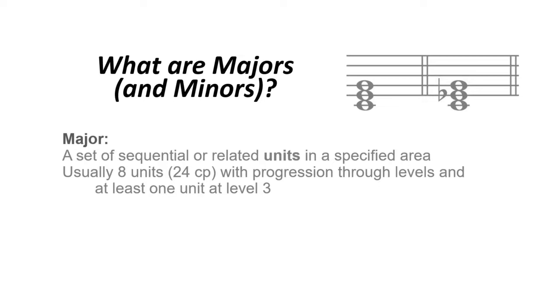Okay. You will progress through levels. So you start with level 1 units, otherwise known sometimes as first year units, and then they will lead into second year units, and they will lead into third year units. And you will gradually build up to completing what we call capstone units at the end of level 3 that round off your major.